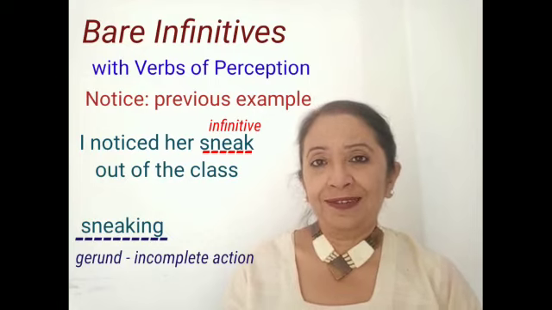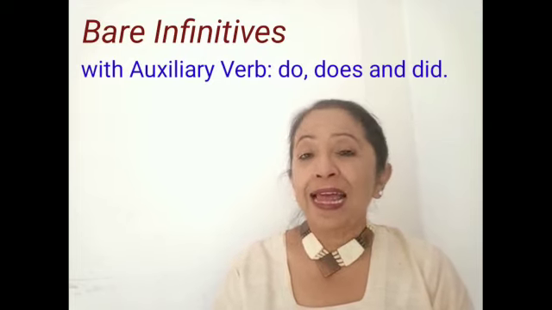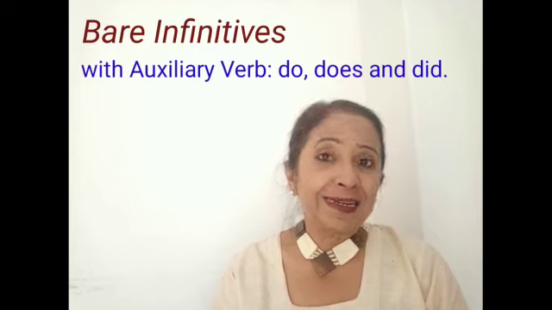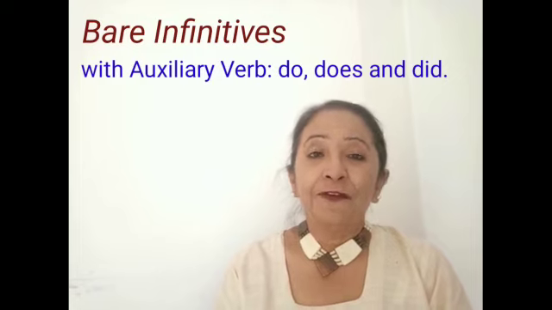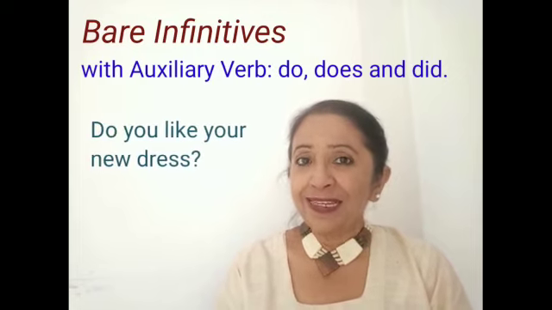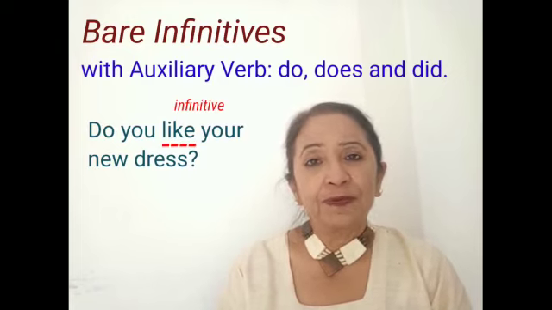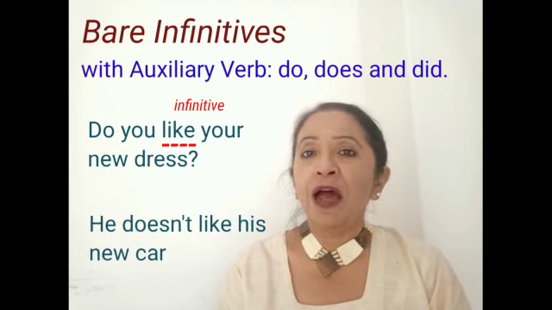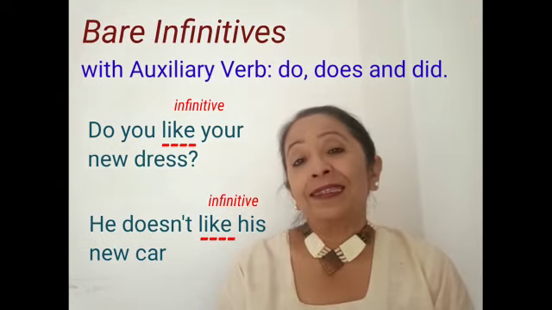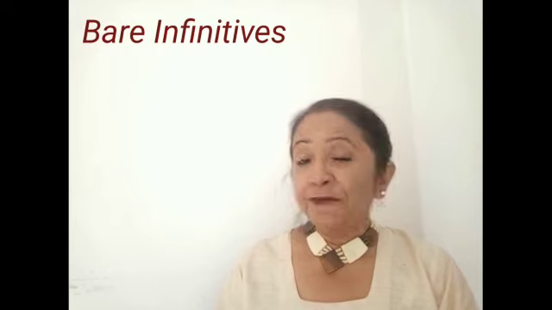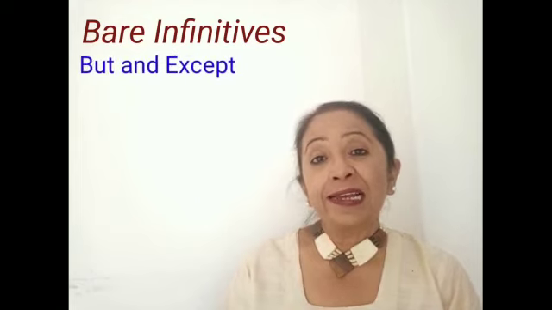They are also used with auxiliary verbs do, does, and did in the negative sentences and interrogative sentences. For example, do you like your new dress? Like is the infinitive. He doesn't like his new car. Like is the infinitive.